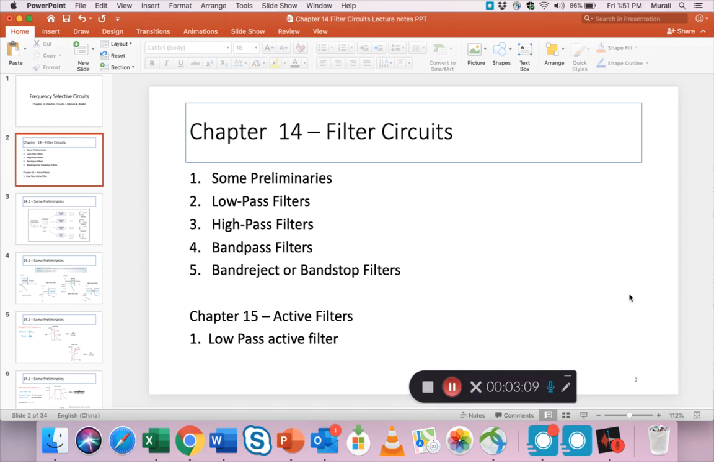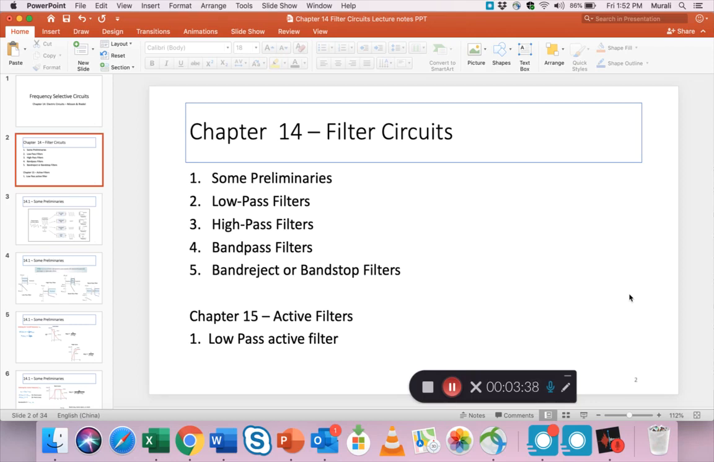Having given you that introduction, let me skip to slide 2 on the PowerPoint, which is called Chapter 14 Filter Circuits Lecture Notes PPT. I hope everyone has it open and you're looking at slide number 2. On slide 2, we have 5 topics listed on the top, and then one more topic listed on the bottom, but this is from the next chapter, chapter 15.